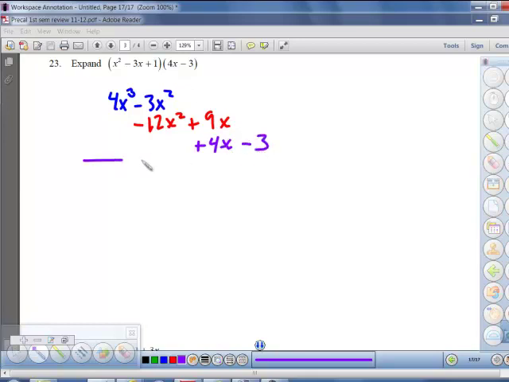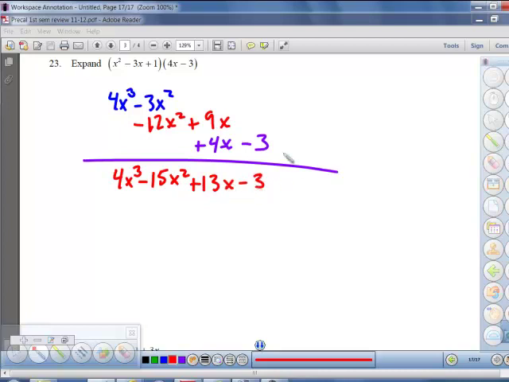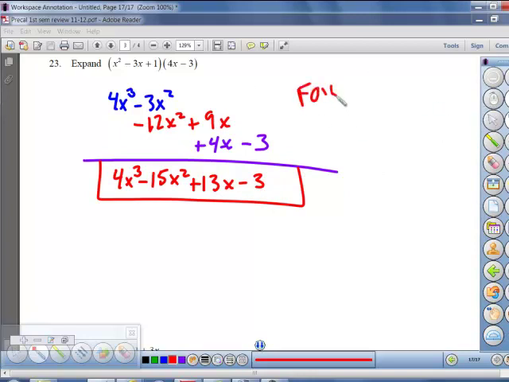Now, the reason why I do it this way is because then I line up all the terms, and I just have to go 4x cubed, that's going to be a party, so that's 15x squared, that's going to be 13x minus 3. Bam. Okay, yeah. Just FOIL. This is basically FOIL.